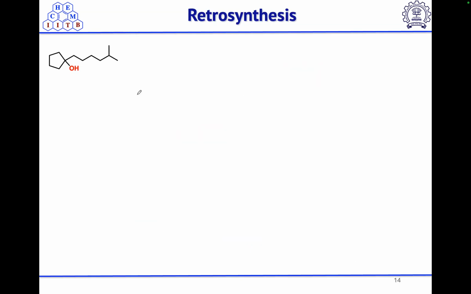So we will talk about this specific molecule. If we think about the retrosynthesis of this molecule, what can we do? If you look at this molecule properly, it has a tertiary alcohol and no other functional groups. So we can easily think of a C-C bond disconnection approach. This C-C bond we can easily break, and by utilizing the disconnection approach we can see what type of synthons and what type of synthetic equivalents we can get.